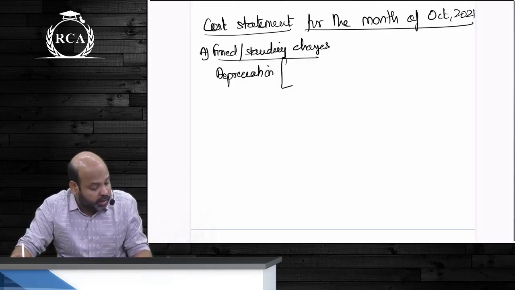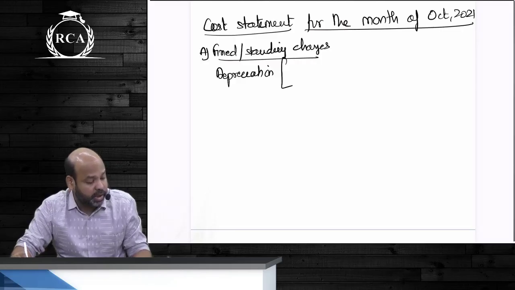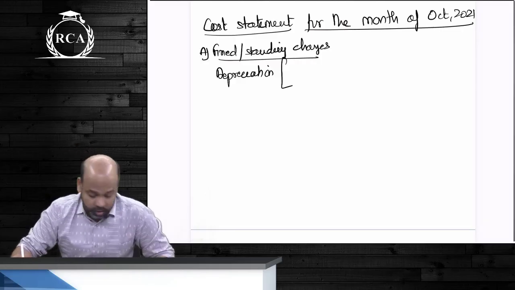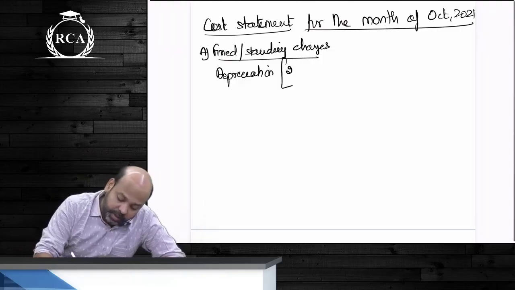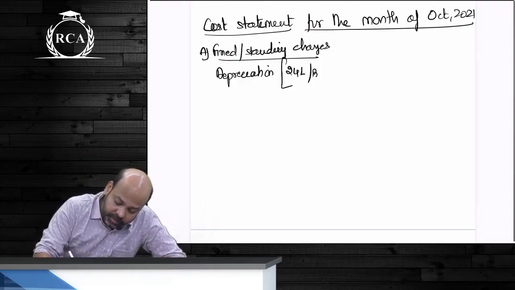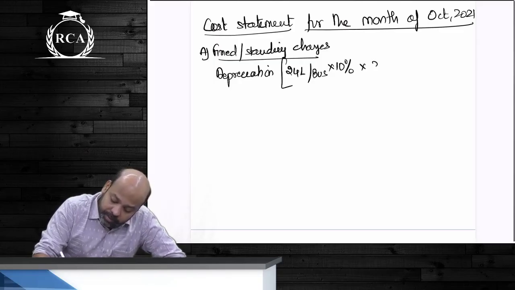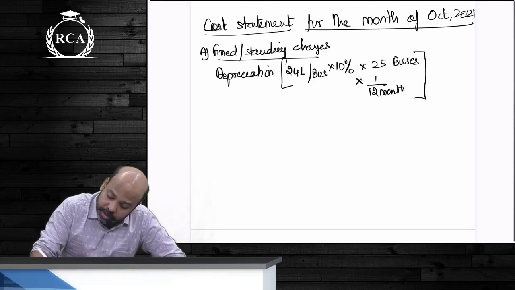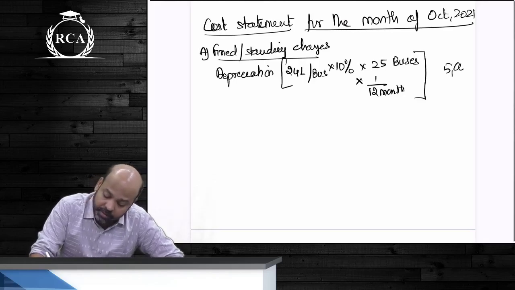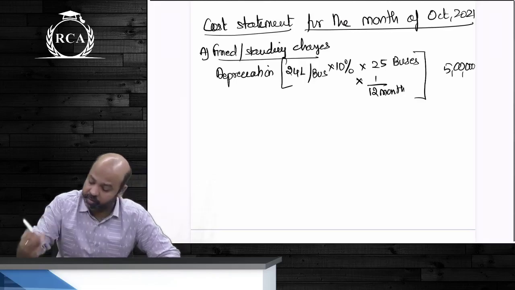10% on cost, beta. So 24 lakhs multiplied by, this is per bus, into 10% into how many buses? 25 buses, beta, into 1 by 12 months. After that, depreciation would be 5 lakhs.